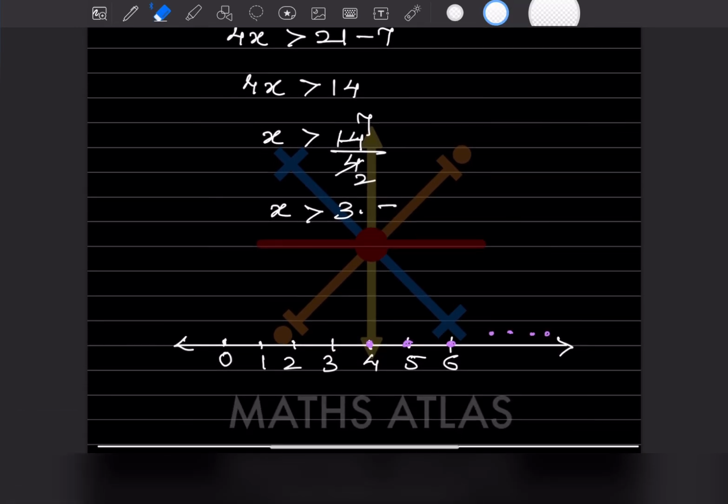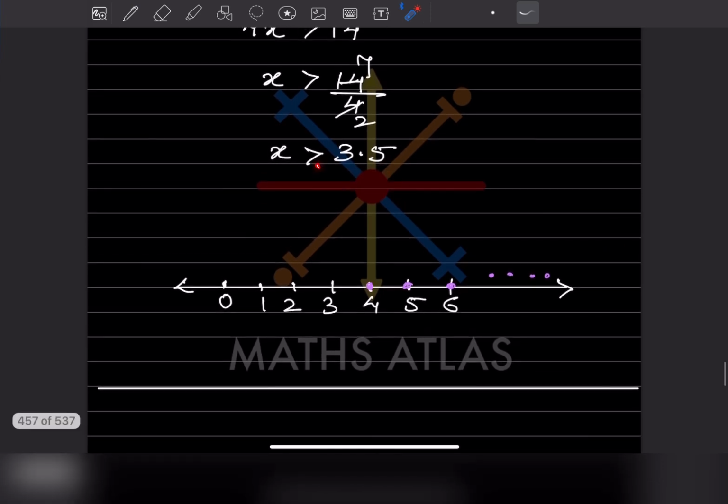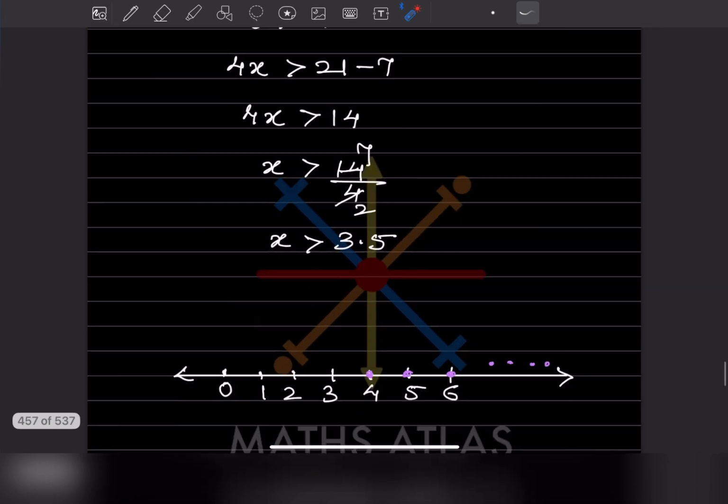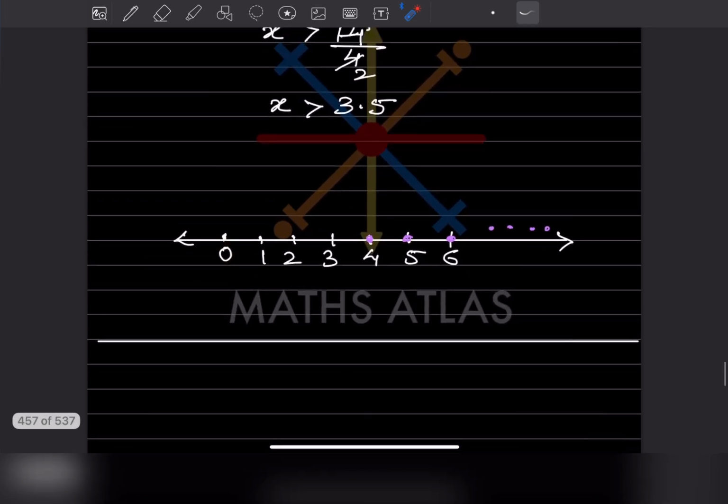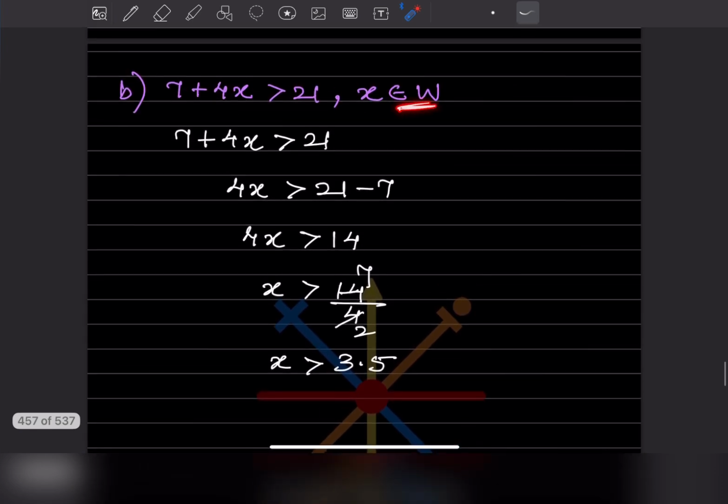It is easy, because we are going to draw a number line. So I just wrote here 3.5. So now x is greater than 3.5. So we can start with 0, the whole numbers, and it is greater because it belongs to whole numbers.